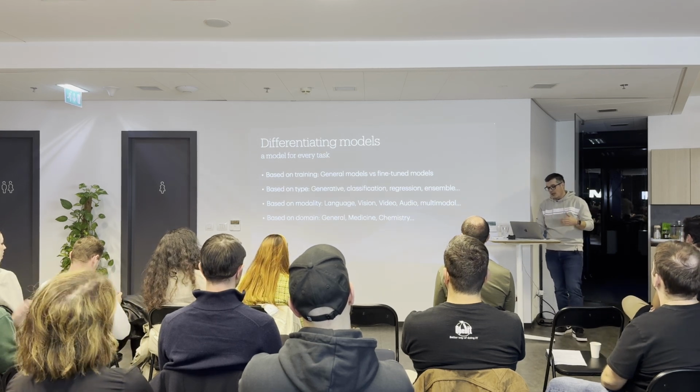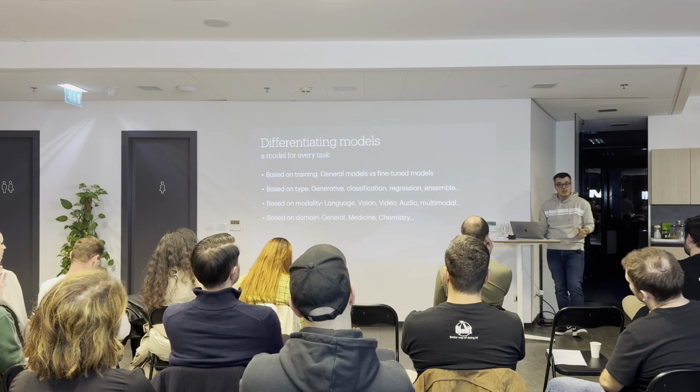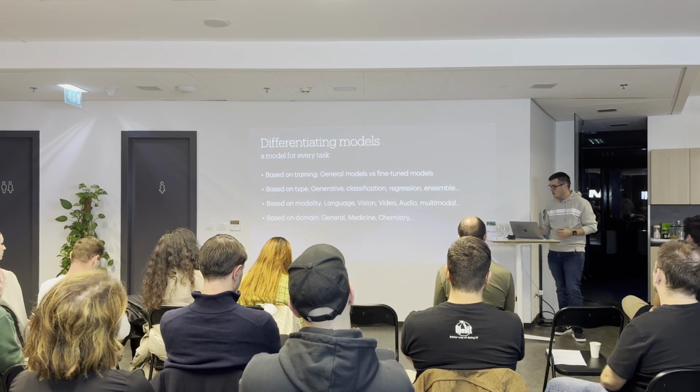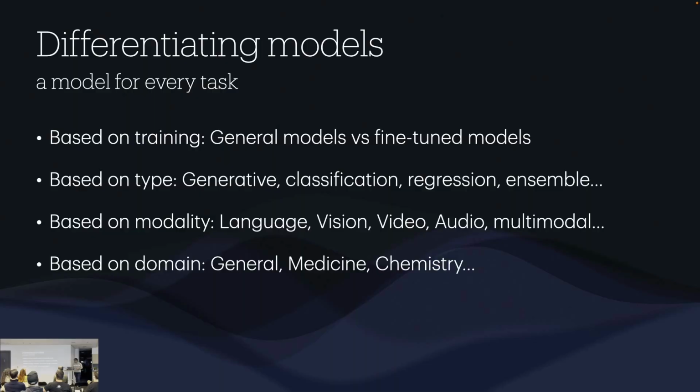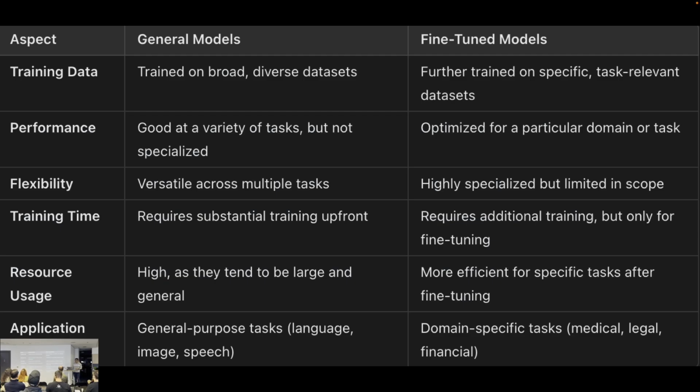Models can be language, vision, video, audio, or a combination of multiple, which is called multimodal. And then, of course, based on domain. Just a quick overview of the strengths and weaknesses of general models versus fine-tuned models. Again, training data: you need a lot of training data for general models, not so much for fine-tuned models. Performance much favors the smaller models because they're faster and require fewer resources. Flexibility goes on the side of general models. And the application: domain specific for smaller models, general purpose for bigger models.